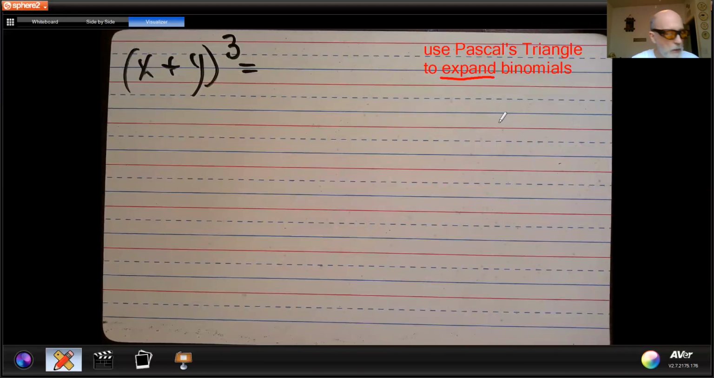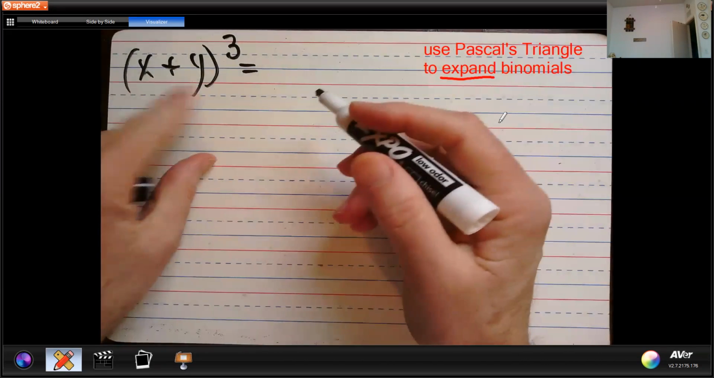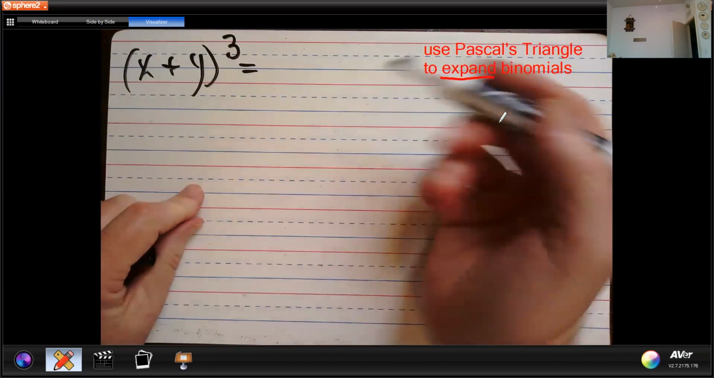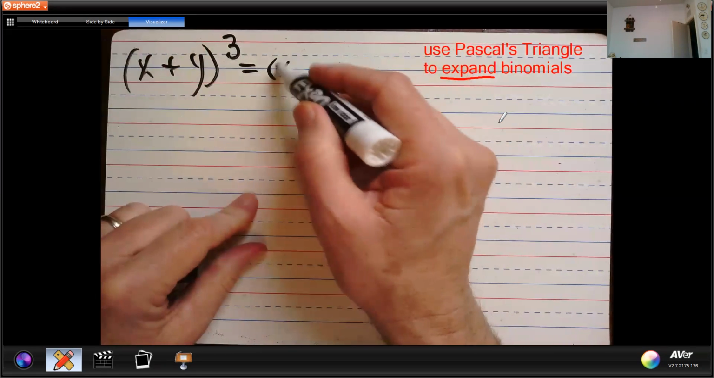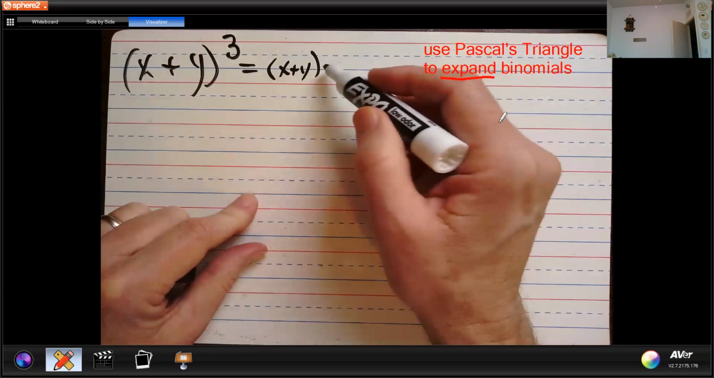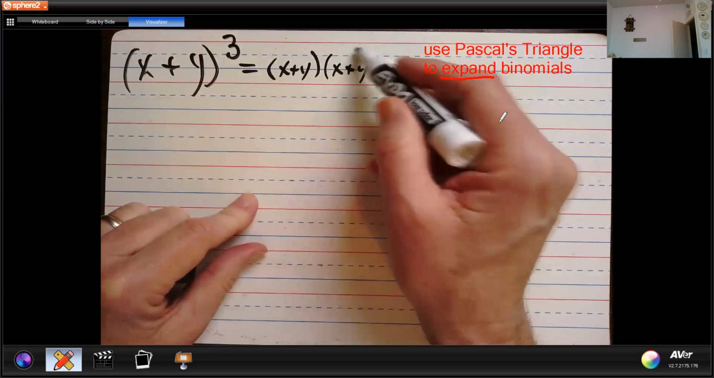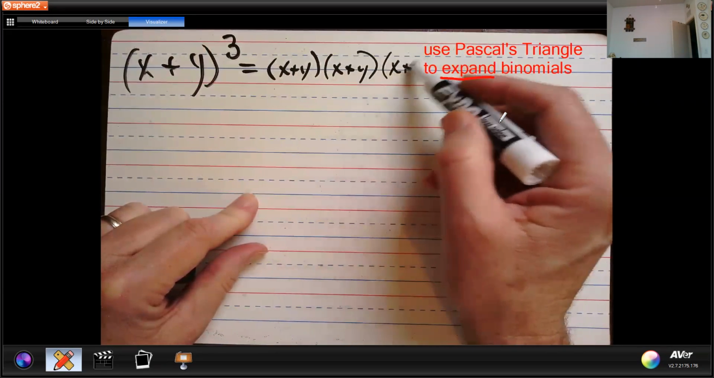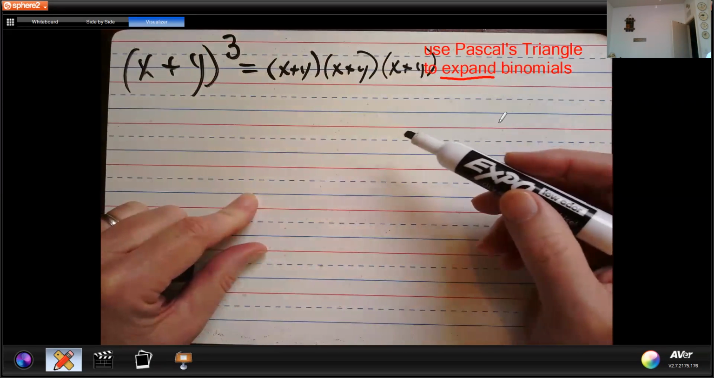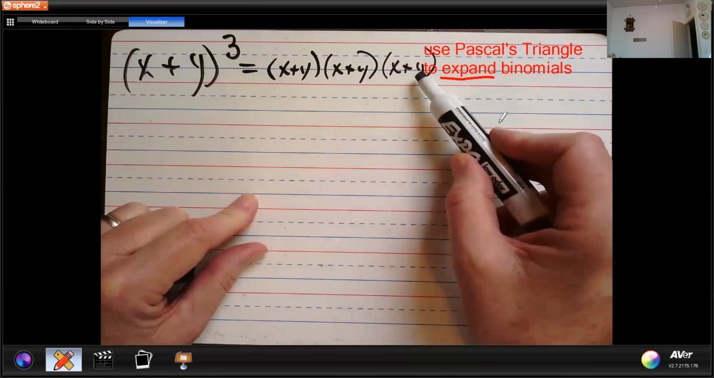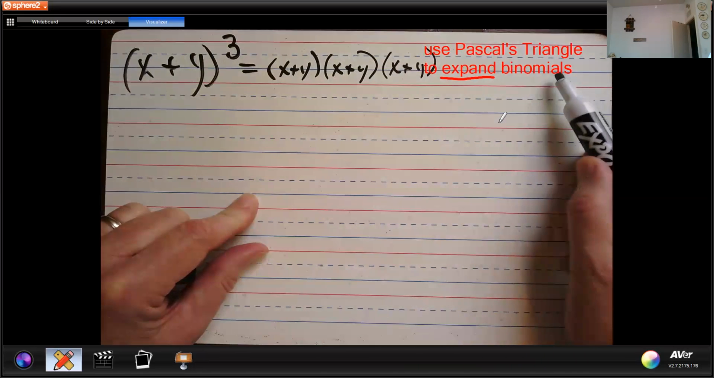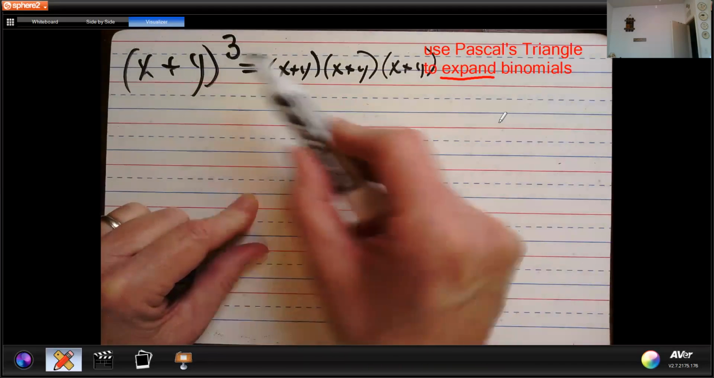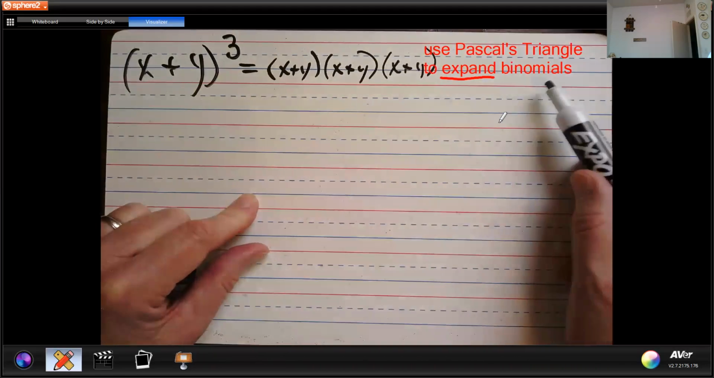So what does expand mean? Well, if I have x plus y cubed, that means I have to write it 3 times: x plus y times x plus y times x plus y. That's what expanding means. You multiply it out. So if there was a 5 there, I'd have to have 5 of these all the way over to here. If that was a 7, 1, 2, 3, 4, 5, 6, 7 x plus y's, you know?